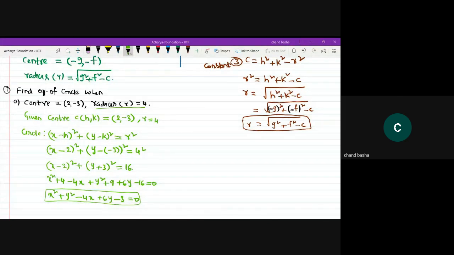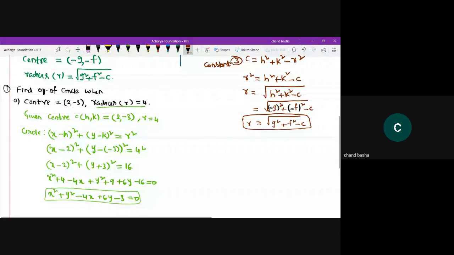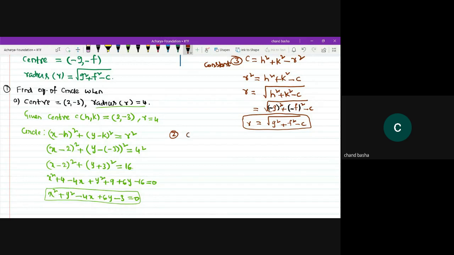Sarandeep, any doubt? No, sir. Sir, I got the same answer. Okay, very good, very good. I'll go for the next problem. Problem number 2. When center is given to you, minus 1 comma 2, and radius is given to you, that is 5. You can write the equation of the circle in general form like this.